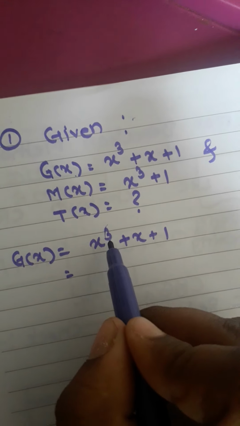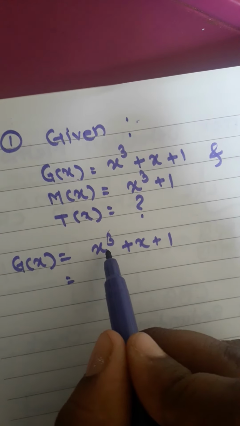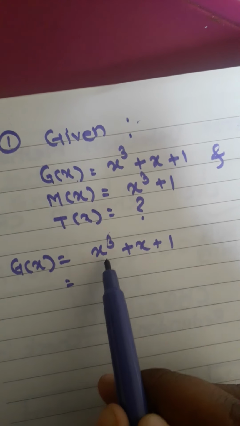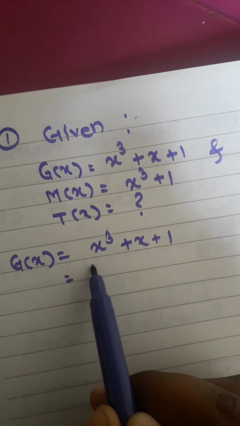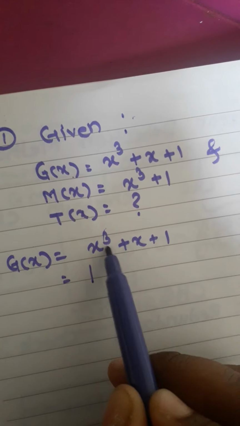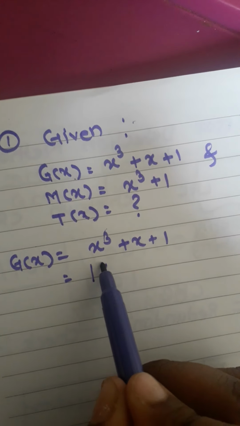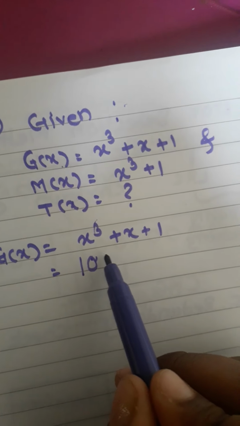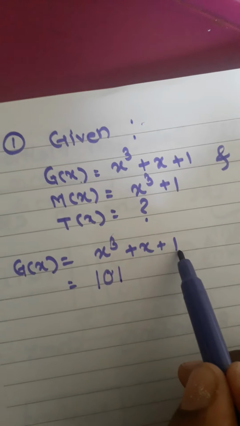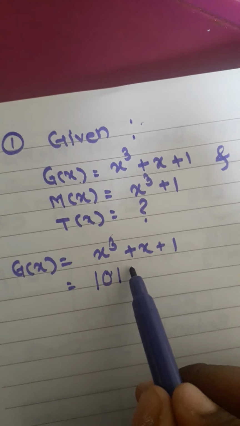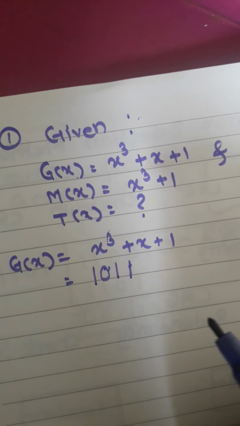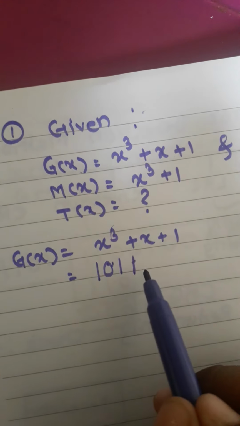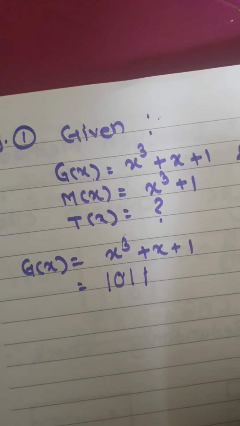Okay, x cube is available, that will be the highest degree of this equation. So we will take 1, which is available. X square is available? No. So we will put 0 for that. X raised to 1 is available? Yes. So we will put 1 for that. And the single numerical that is available, which we will say as 1. So 1011 is what? Generator polynomial.